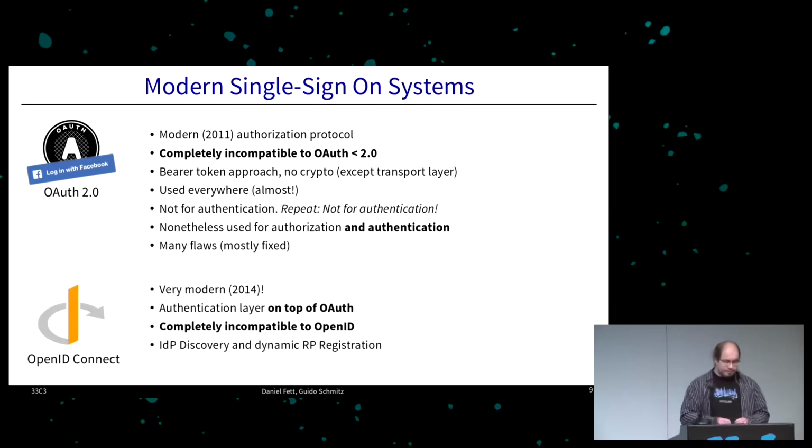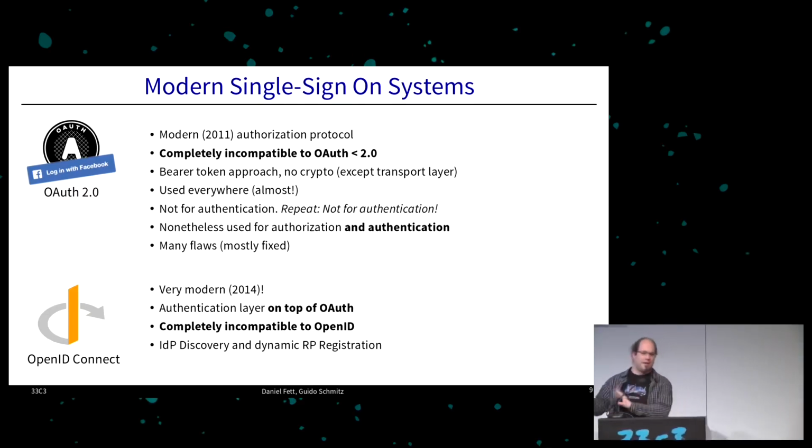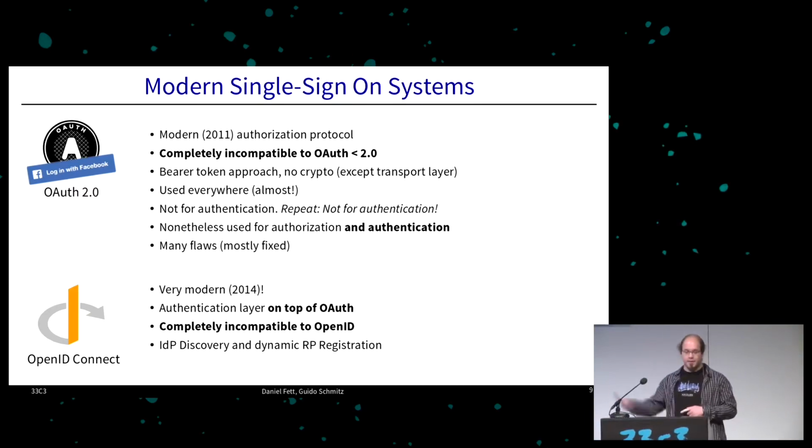So this is OAuth 2, and there's also OpenID Connect. OpenID Connect is quite new. It's 1.5 years old, and it's an authentication layer on top of OAuth. So it is the first real definition of how you should use OAuth for authentication, but it changes the standard a bit, so it can be seen as a protocol on its own. But OpenID Connect, despite the name, is also completely incompatible to OpenID. And it has also some dynamic features like IDP discovery, identity provider discovery, and stuff like that.